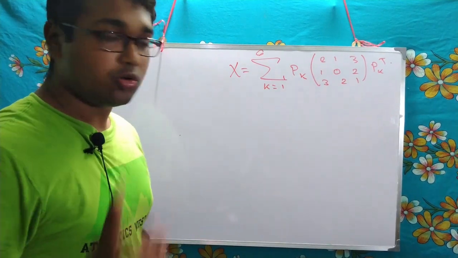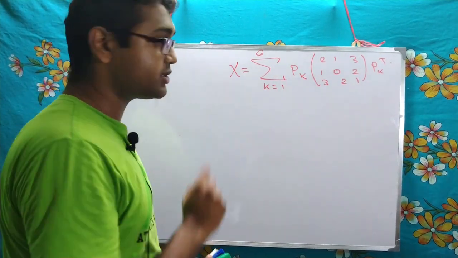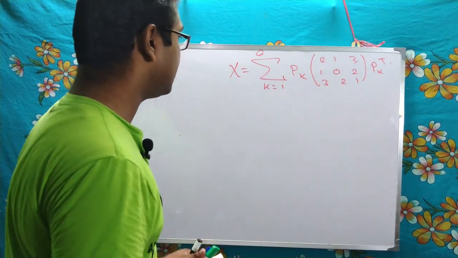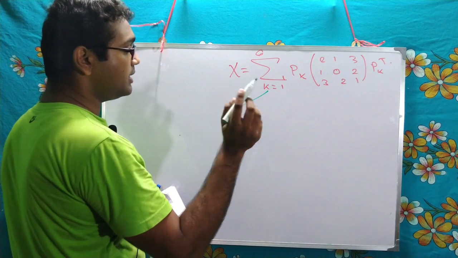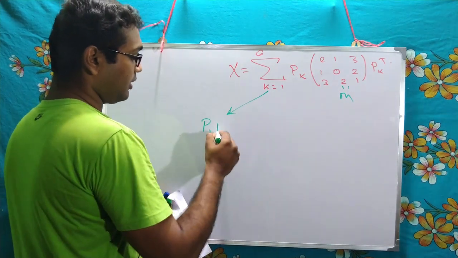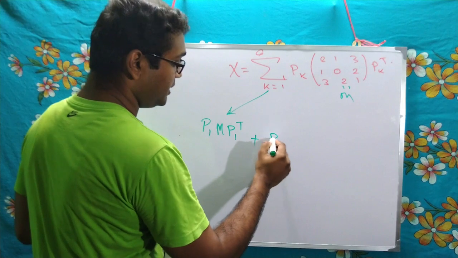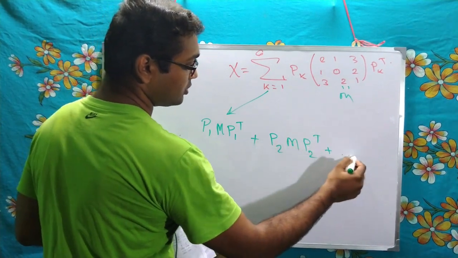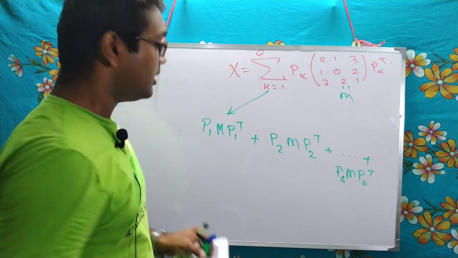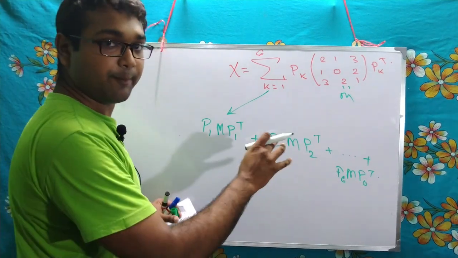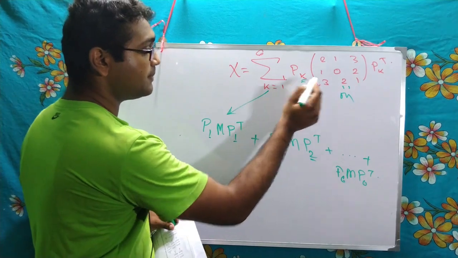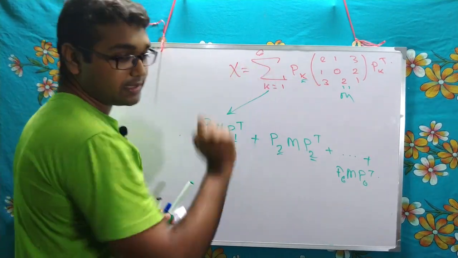Now, those who are not that familiar with the summation sign and the use of it, I am explaining what it means. See, let me denote this matrix as M. This means P1 M P1 transpose plus P2 M P2 transpose plus dot dot dot plus P6 M P6 transpose. This is what it means. The main structure, the soul of the expression, is the same, but what is changing is this index k in Pk. So this is what this means.